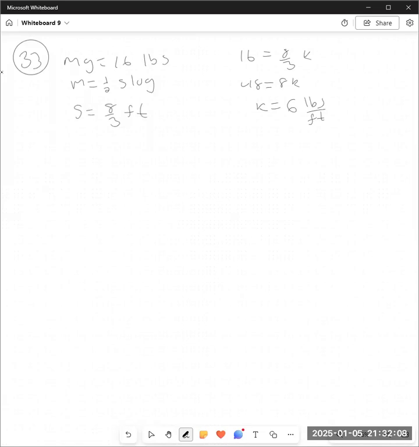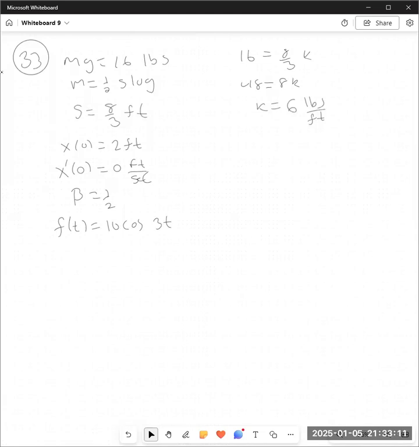The mass is initially released from rest at 0.2 feet below equilibrium. And the subsequent motion takes place in a medium that offers a damping force numerically equal to half the instantaneous velocity, so beta equals 1/2. Find the equation of motion if the mass is driven by an external force, little f of t, equal to 10 cosine of 3t.